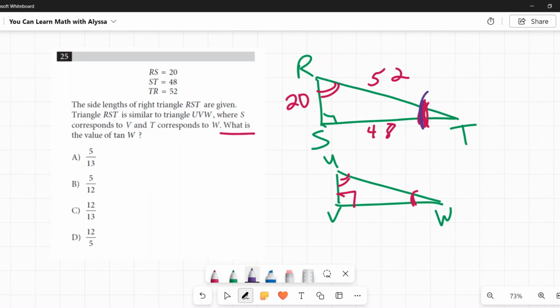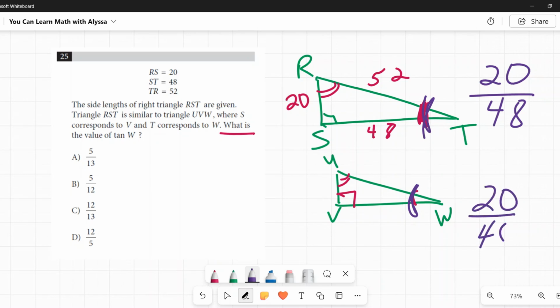So the tangent of T here is opposite over adjacent, 20 over 48. W and T are the same. Those angles are the same degree. So W is also 20 over 48. It doesn't matter that these are likely different lengths. This fraction, this ratio is what we're interested in. It's going to be the same.